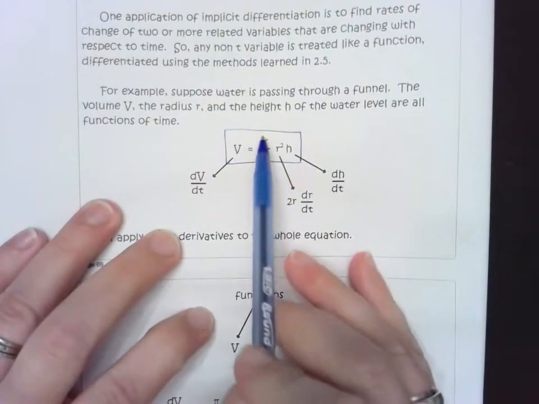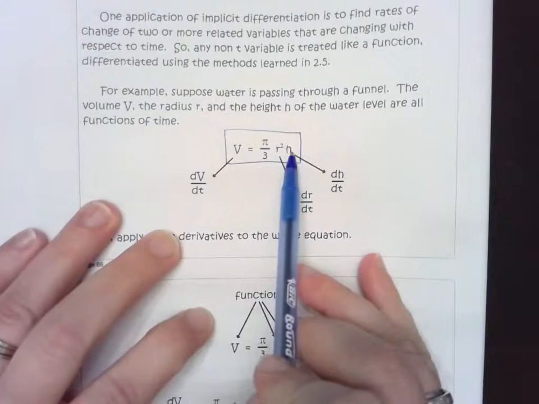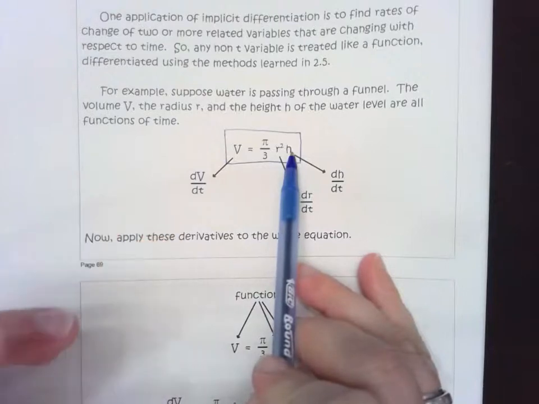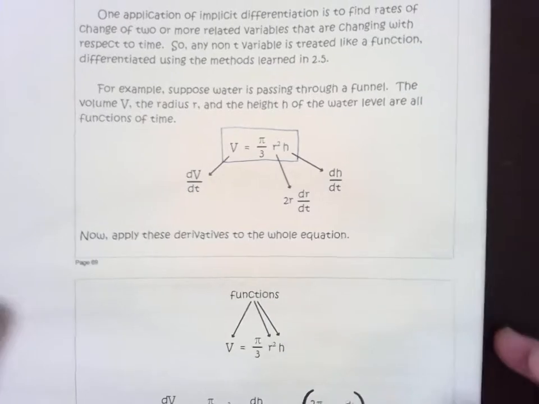Pi over 3, or 1/3 pi r squared h, is your basic formula for the volume of a cone. You need to know your basic formulas. There will be some that will be given to you, but there will be some that won't. It's just expected that you would know them. For example, Pythagorean theorem, it's expected that you would know.